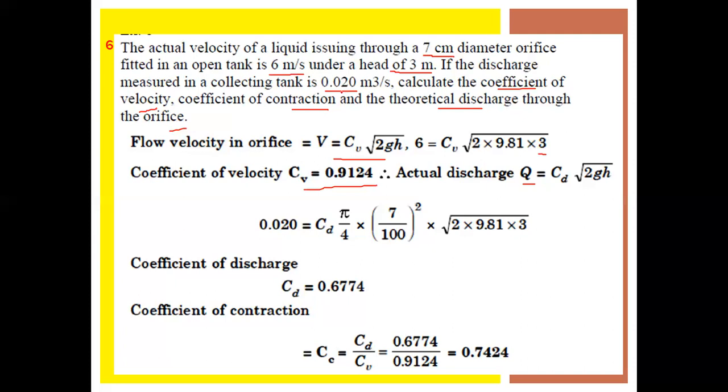Collecting tank discharge is 0.020. So 0.020 is equal to Cd into pi by 4 into d square. So what is d here? 7 centimeters, 7 by 100 square, right? Into root of 2 into 9.81 into 3. Now the coefficient of discharge is 0.6774.